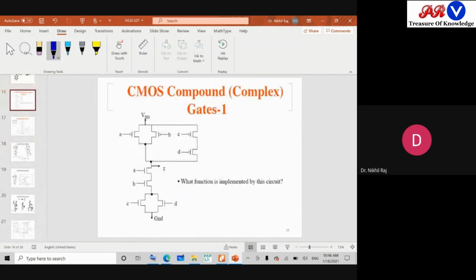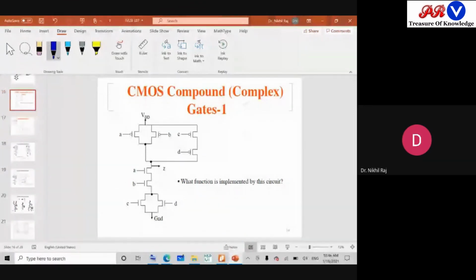Now the compound or complex gates. Compound or complex gate means when the logical function is not in the standard form, like AND, OR, inverter, XOR, then other than this logic, we call it a complex gate or compound gate. Okay. So which type of function is implemented here?